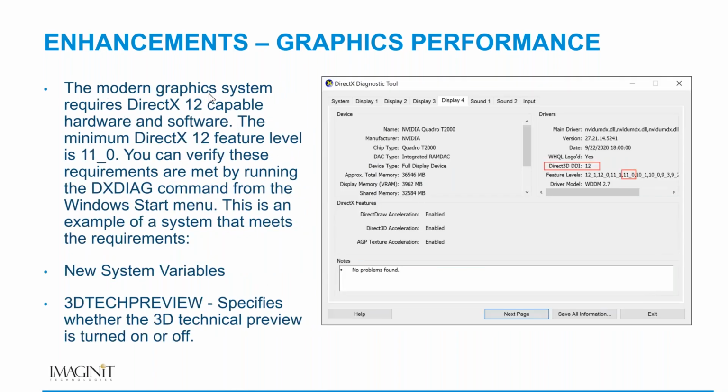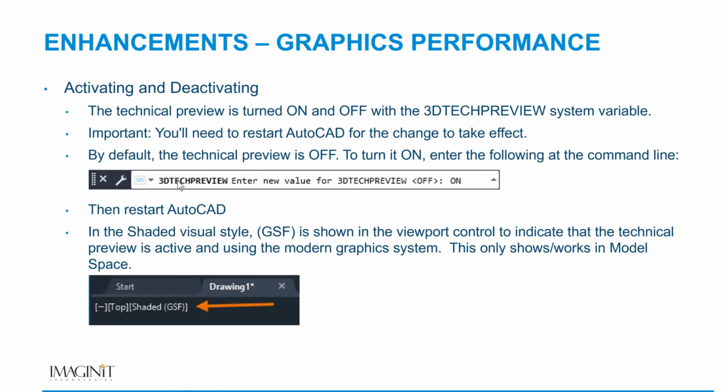First thing you've got to do is the modern graphics system requires a DirectX capable card, right? Direct3D DDI has to be 12, and the feature level has to have 11_0. That's from the dxdiag command. This is actually my machine. You'll see that I meet the technical minimums, at least. 3DTECHPREVIEW is the system variable that specifies whether or not the 3D Technical Preview is turned on or off. When you put in 3DTECHPREVIEW and turn it on, you have to close and restart AutoCAD for it to take effect. You will now see shaded in parentheses GSF. That means that we're on the new graphics system.